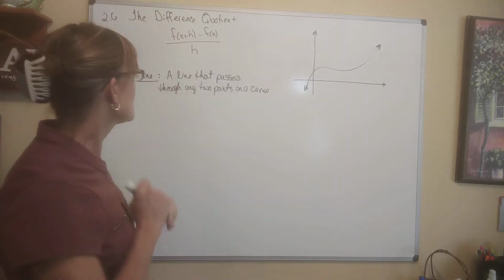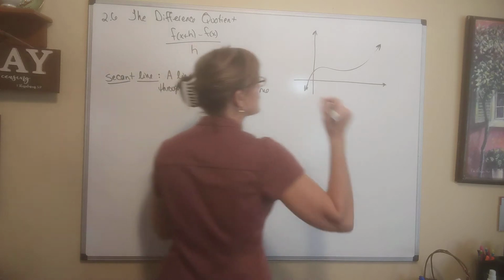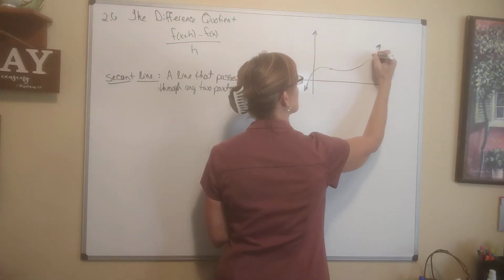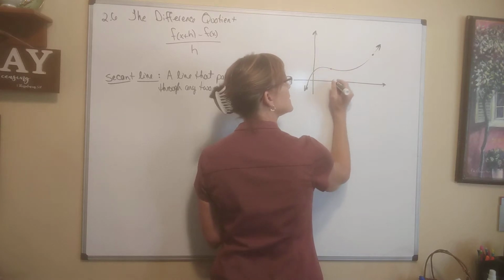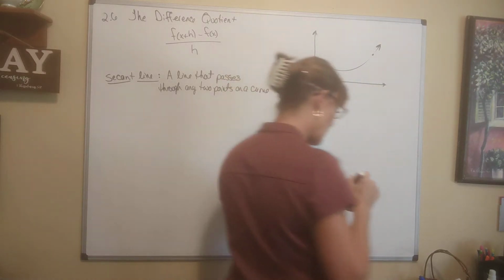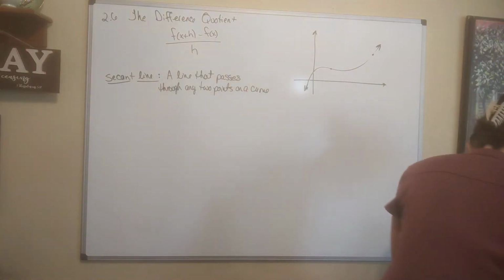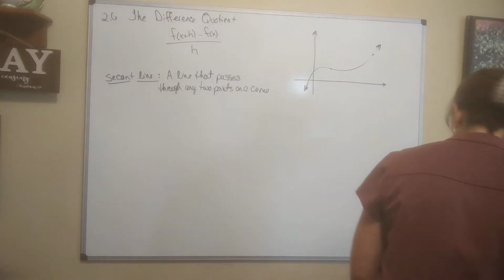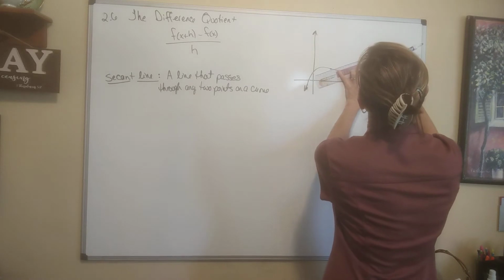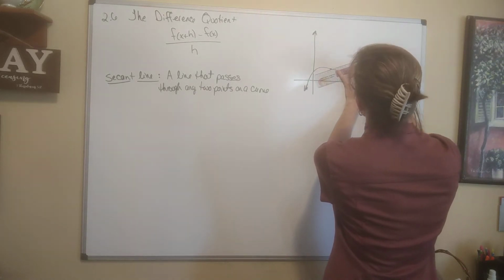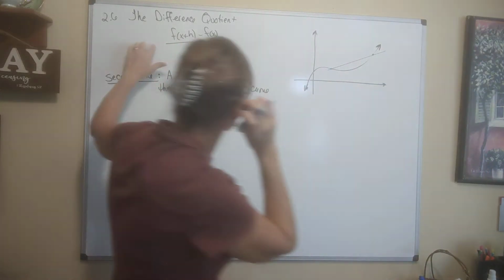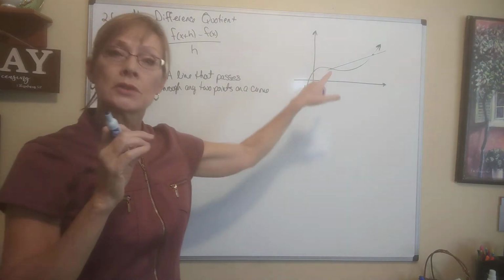So let's talk about that. Let me pick 2 points. I'm going to pick this point, and then I'm going to pick another point right here. So this is 2 points on a curve, and so now I'm going to connect the points and draw my secant line right here. So if I do that, here is my line. Great, there's my secant line. Now, this difference quotient is the slope of that blue line right there.